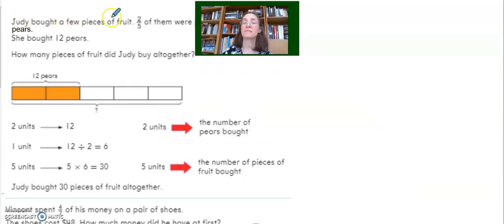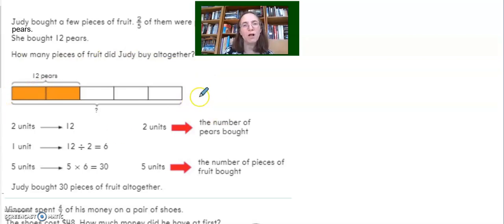Judy bought a few pieces of fruit. 2/5 of them were pears. She bought 12 pears. How many pieces of fruit did Judy buy altogether? Do you see how we're using that fraction of thing, but now they're making you go backwards?